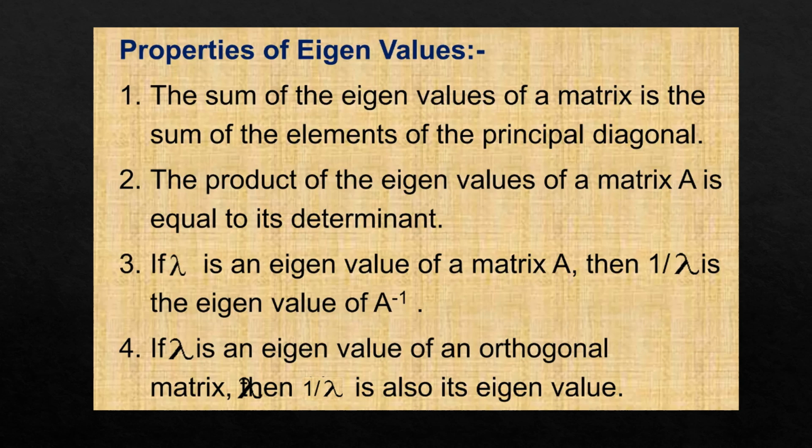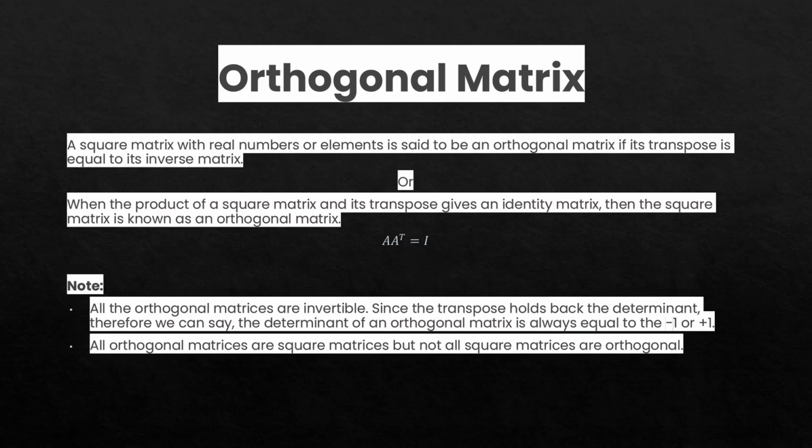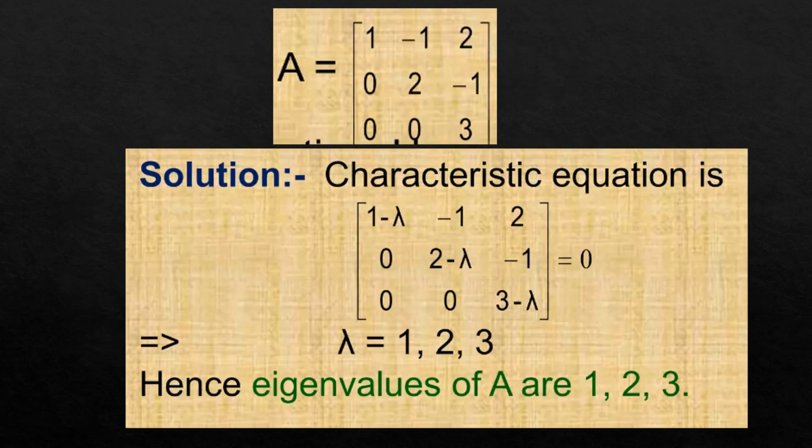Then there are orthonormal matrices, where I'll say a matrix A is an orthonormal matrix if A transpose A is equal to identity. So this is the definition of an orthonormal matrix. This you can cover in any mathematics book.